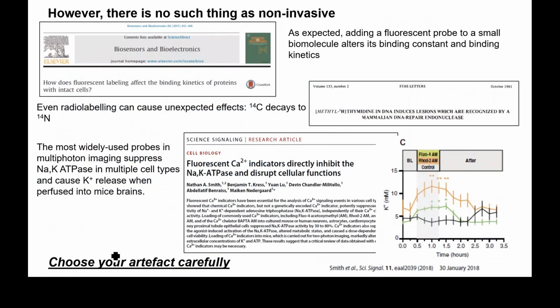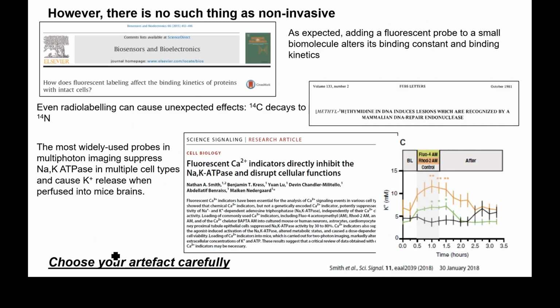Counter to this, it's worth bearing in mind that nothing works any better than electrochemistry. There's no such thing as non-invasive. So people work with fluorescent probes. There is wonderful work going on over in physics, even now as we speak, on fluorescence lifetime imaging, for example. But adding a fluorescent probe to a biomolecule is going to change everything about its chemistry. It's definitely going to alter its binding constant, and it's definitely going to alter the binding kinetics.